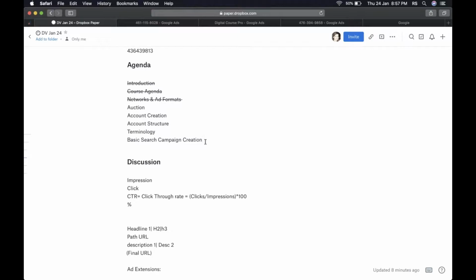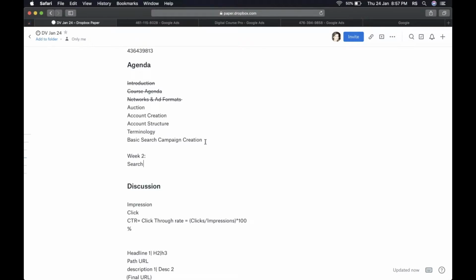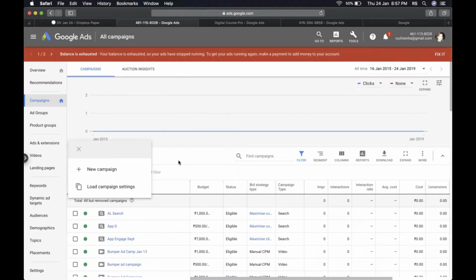This is just so you get some practical exposure in week one itself, and you can try and get started, right? Week two, when we come in, that's when we will discuss search in detail. So some details we will discuss, and then you will be required to complete that campaign in week two and take it live, right? So let's go and see how to create a campaign.